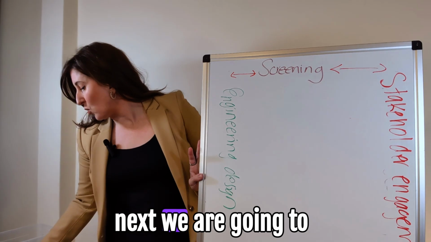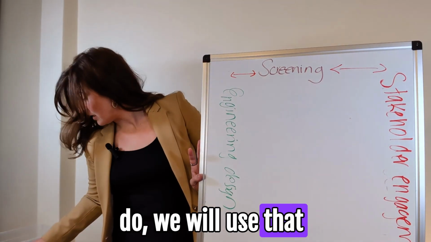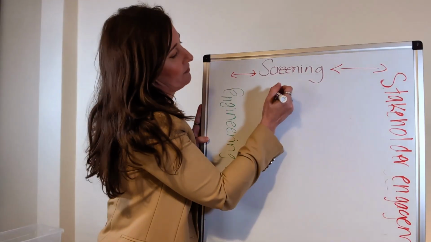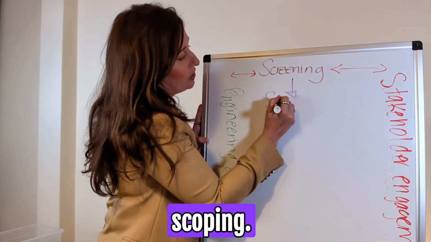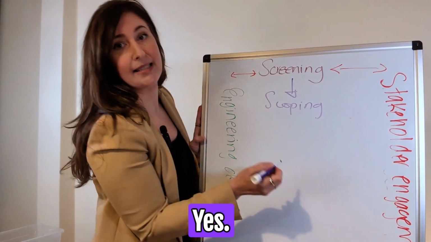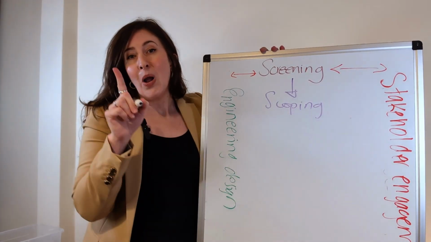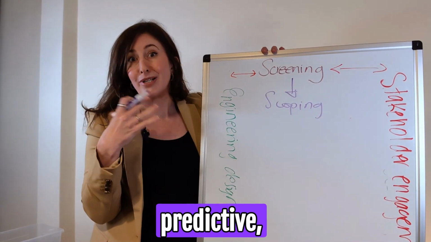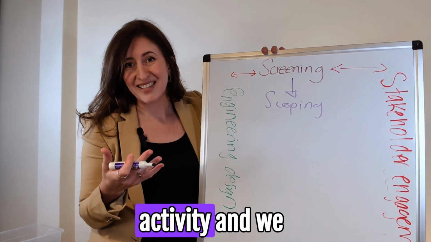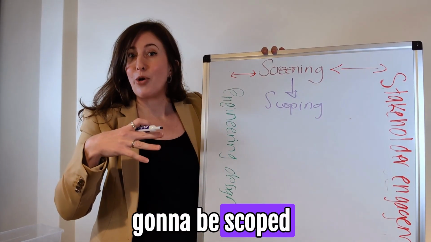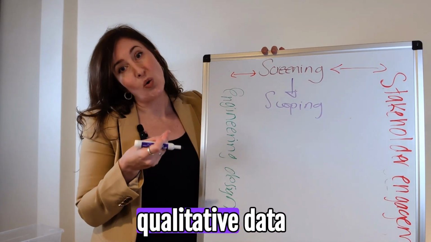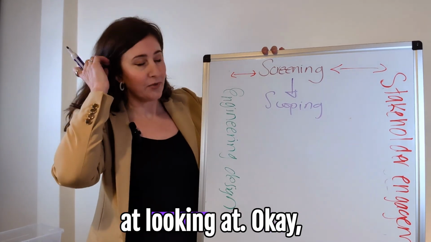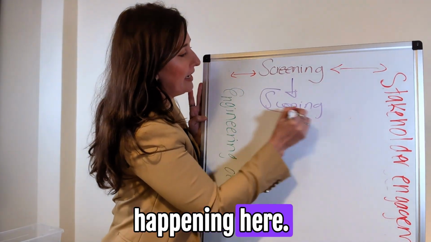Okay, next we are going to do, we'll use that same colour if I can find it. No, I can't. All right, we're going to do scoping next. The next stage is scoping. Can I read that? Scoping? Yes. Okay, so scoping, we're going into more depth than the screening activity. Scoping is a predictive activity, and we work out what's going to be scoped into the assessment and that needs qualitative data collection, and what is going to be scoped out, what we're not going to be looking at. Okay, so scoping is happening here.